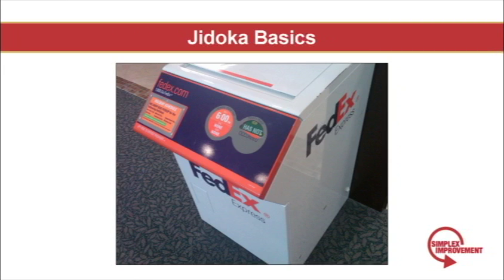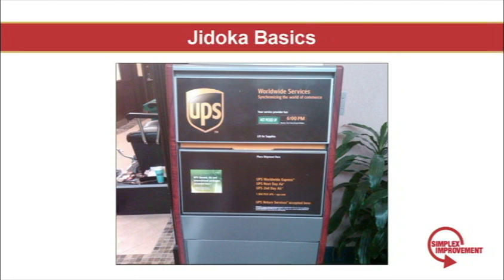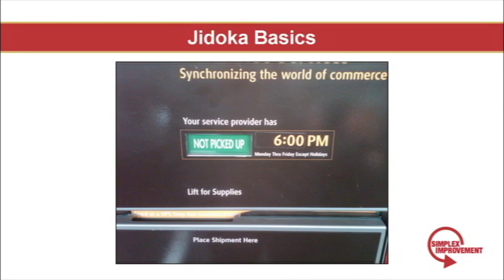It looks like FedEx and UPS are also using visual controls. There's an indicator on the outside of their drop-off boxes to show if the mail has gone out that day or not. This not only helps the employees servicing the boxes, but also helps individuals that may be in a hurry and want their package sent out that day. This visual indicator will let them know if they need to drop off their package at another location.